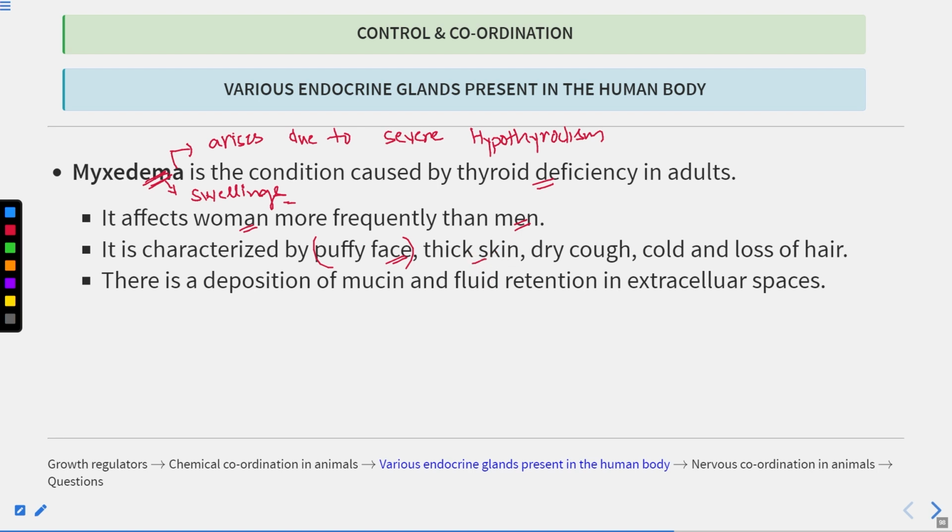That's why the face becomes puffy. The skin is quite thick. You will have a dry cough, cold, and there will be loss of hair. Now there is a deposition of mucin also, and there is fluid retention. Fluid retention also causes swelling. So there is fluid retention in the extracellular spaces, meaning outside the cell. This causes the edema, and myxedema is the severe case of hypothyroidism.